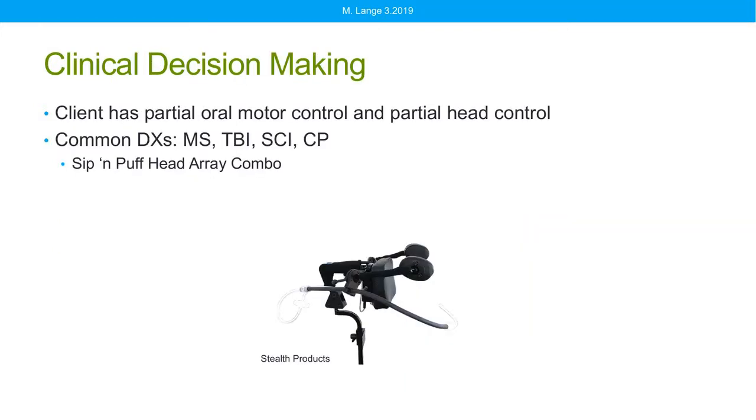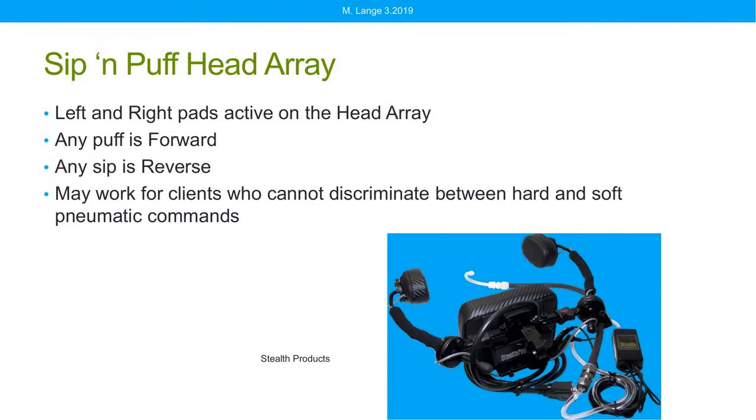There's also a combination system out there that accommodates people who have some of this good oral motor control and some head control and need a combination of a head array and a sip and puff. So in this case, left and right is controlled by the head array. Any puff is forward, any sip is reverse. This might work well for clients who get stuck on that rear pad of the head array.